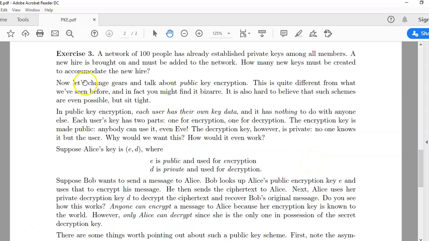So I want you to try that again. What if you had a network of 100 people and then you hire a 101st person? How many new keys must be created? And just answer these questions in the associated Canvas quiz.